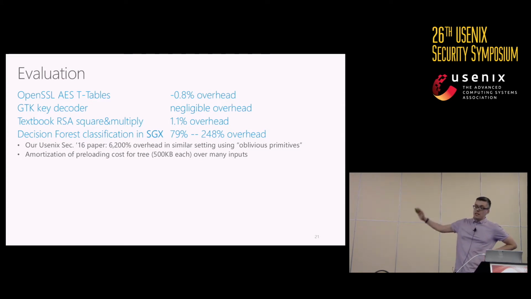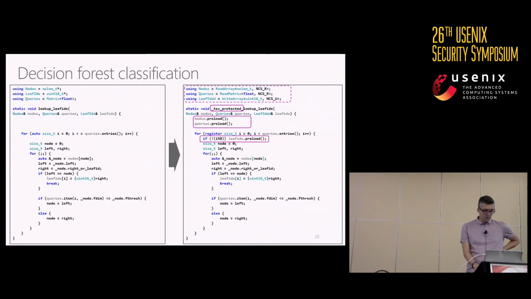But if you compare this to our last year's paper, where we protected the same algorithm using different techniques, there we had up to 62x overhead in a similar setting. So I argue that the 248% are maybe not that bad. So just to give you an idea of what a Cloak-protected algorithm looks like. This is from the decision forest classification. Left is unprotected, right is protected. Essentially, we just added a few lines and we annotated the function to be TSX protected, and then the compiler and the container library take it from there.